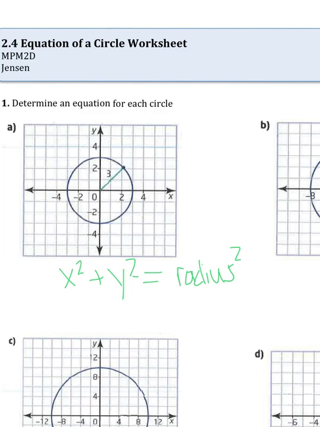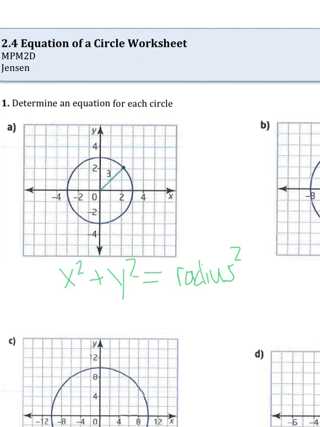In future lessons next year, you're going to see where they move the circles off the origin. That changes things slightly. But for everything you're doing for this week, all your circles are centered at the origin. And so you're just going to have an x squared, a y squared, and then you have to find out the number that would be the radius.